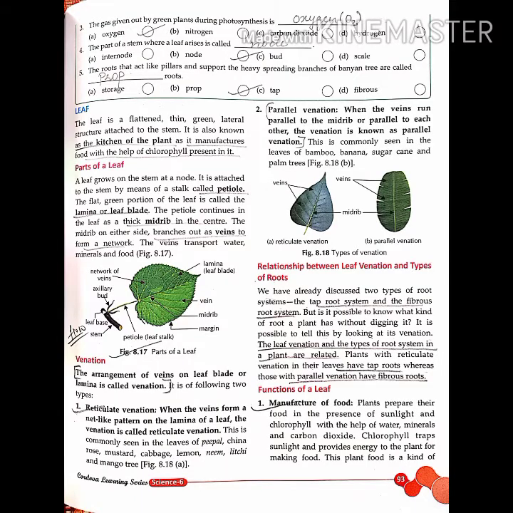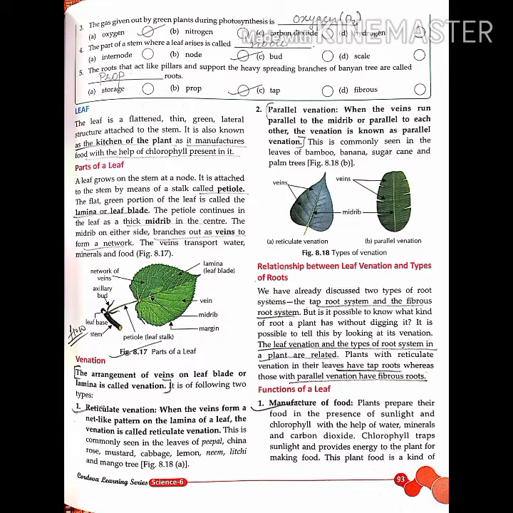Now the third one, the gas given out by green plants during photosynthesis is oxygen. Okay, green plants give oxygen. Fourth one, the part of stems where a leaf arises is called nodes. अभी हमने just 2 मिनट पहले इसको पढ़ा है. Now fifth one, the props that act like pillars and support the heavy spreading branches of banyan tree are called prop roots. Okay, in last class we have discussed these things, prop root. Hope you have all done your work properly in your book.